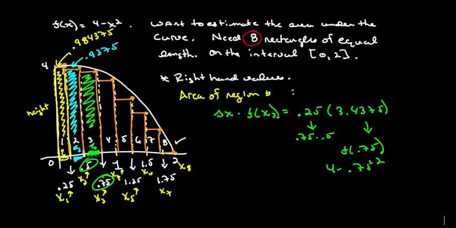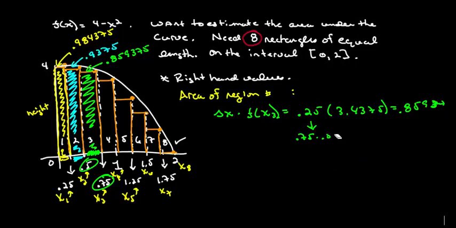I'm just putting the computation down here. And when we do the whole thing out, we get this area of 0.859375. So we'll go ahead and put that up there, and that's the area of rectangle number 3. And we just keep repeating this process until we're out of rectangles.